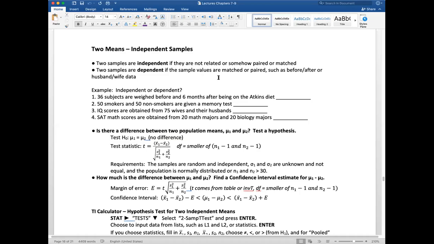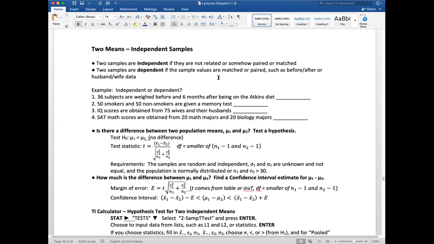All right. In this section, we're going to study the method for using sample data from two independent samples to test hypotheses made about two population means, or to construct the confidence interval estimate of the difference between two population means.